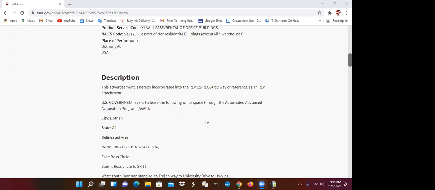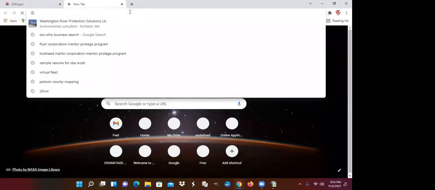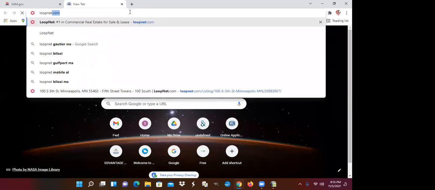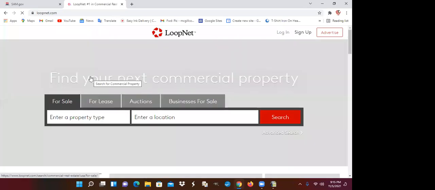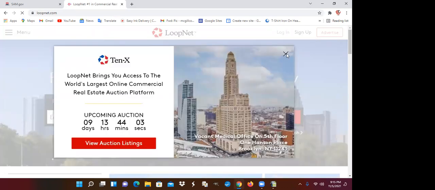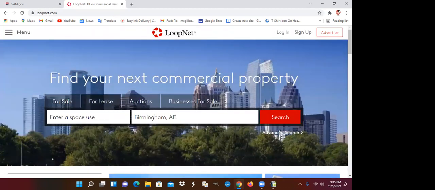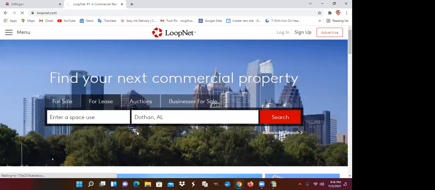Okay, Dothan. This is in Dothan, Alabama. All right, I'm gonna show you what you do. You go to LoopNet.com. I can find a chicken warehouse with LoopNet. Okay, so you want to go to leasing and you want to do Dothan, Alabama.